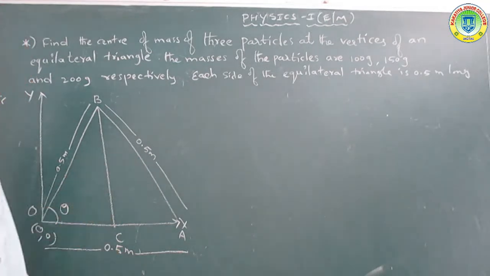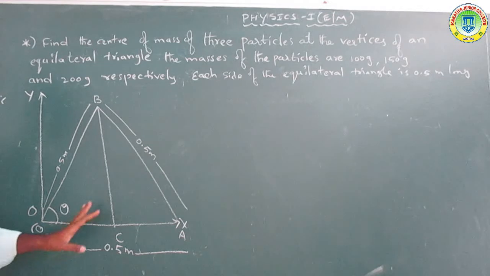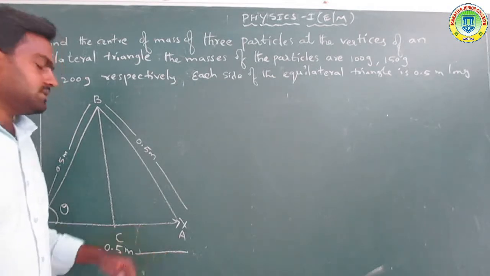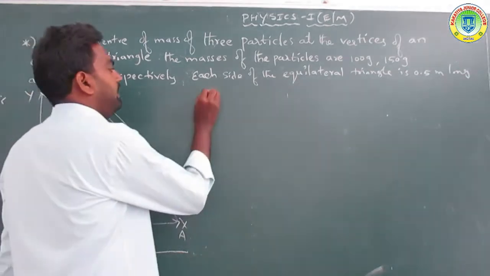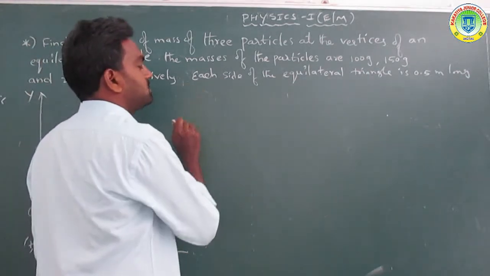First of all, we construct the xy plane for the equilateral triangle, with the coordinate system starting at 0, 0. So the first point is x1 and y1.